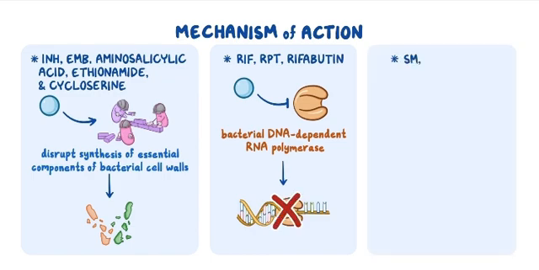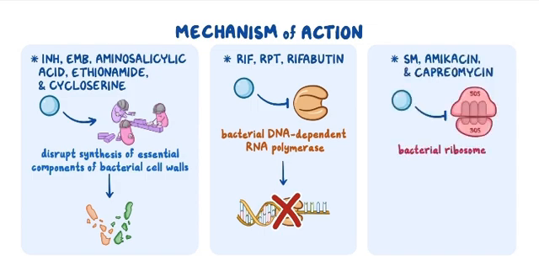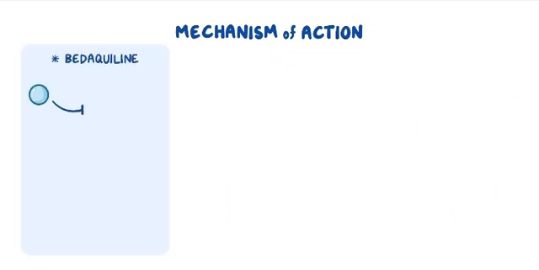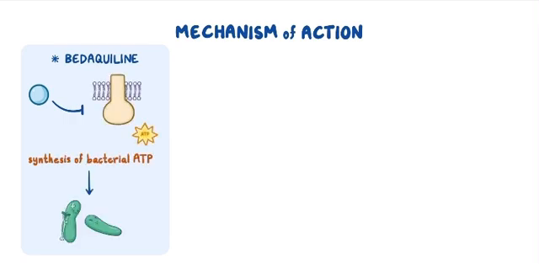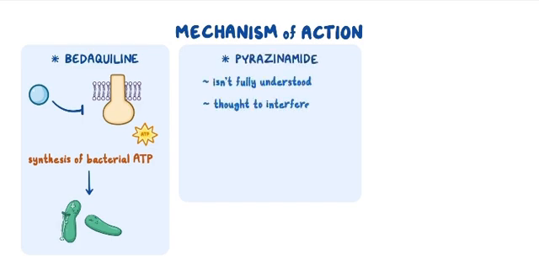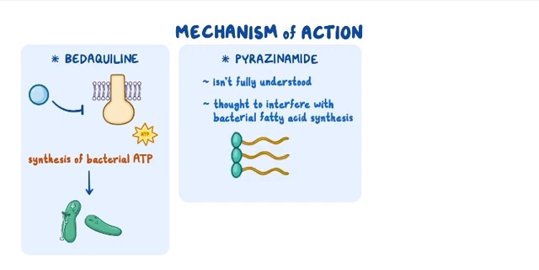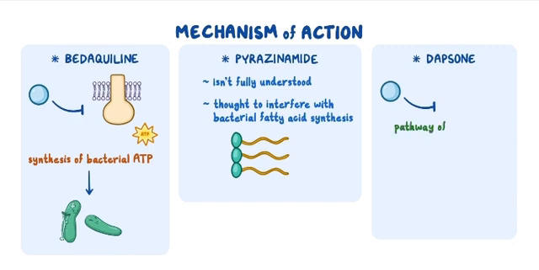Next, streptomycin, amikacin, and capreomycin work by inhibiting bacterial ribosomes, stopping protein synthesis. There is also bedaquiline, which inhibits the synthesis of bacterial ATP, making them run out of energy needed for their metabolic functions and then ultimately die. The mechanism of action of some medications like pyrazinamide isn't fully understood, but it is thought to interfere with bacterial fatty acid synthesis, which is needed for their growth. Finally, dapsone works by inhibiting the pathway of folic acid, ultimately disrupting bacterial proliferation.